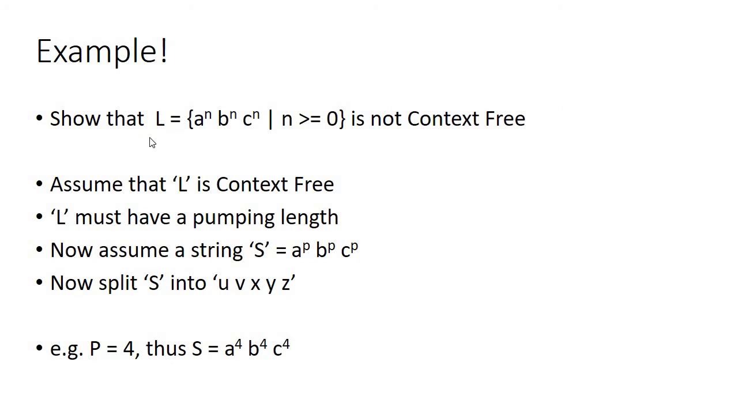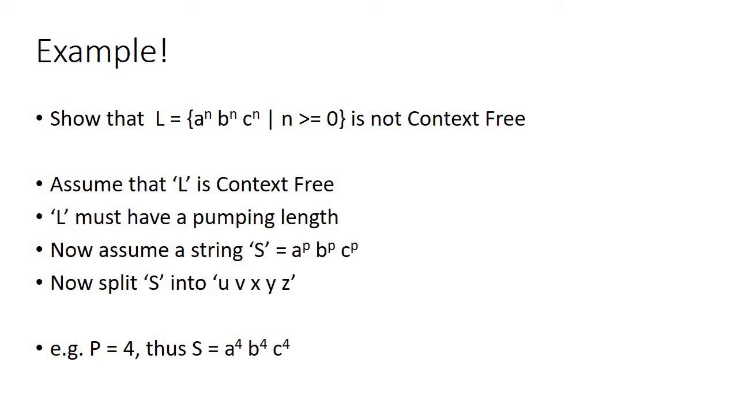So here's the example that we need to check. Here's the language which produces a to the power n, b to the power n, and c to the power n strings such that n is greater than or equal to 0, and we want to prove that this is not context free.